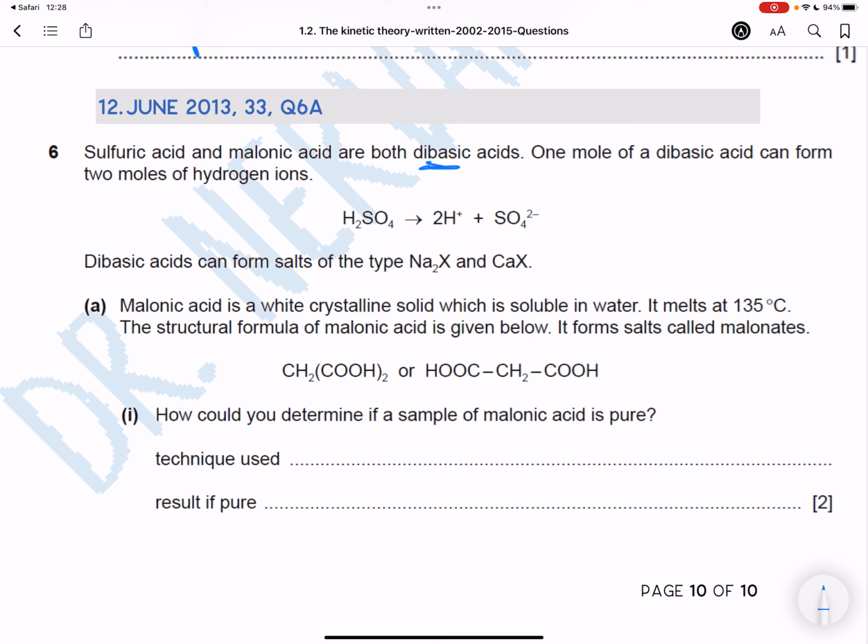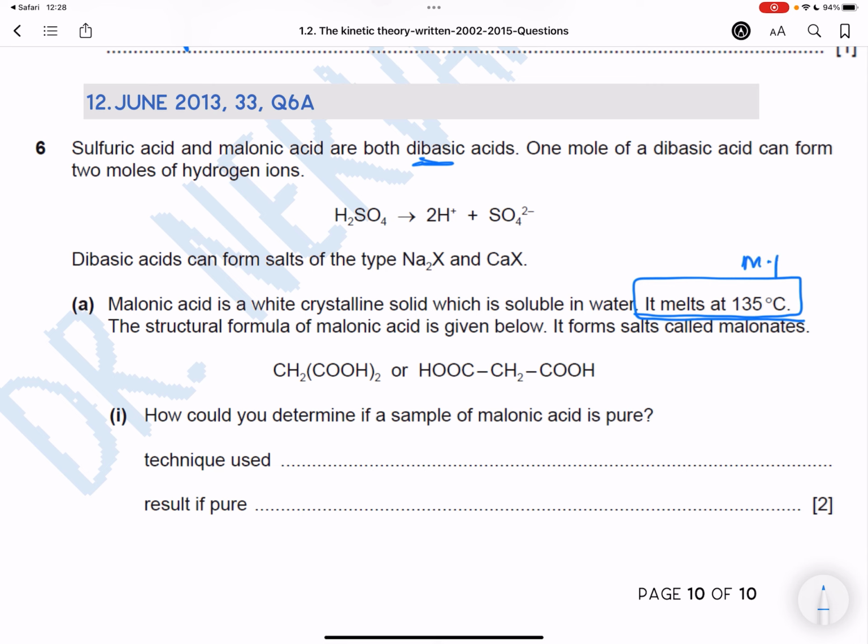Malonic acid is a white crystalline solid which is soluble in water. It melts at 135. So we know this information. It's in the books. It's in Google. We know that its melting point is 135. The structural formula is given. Okay, not important right here.